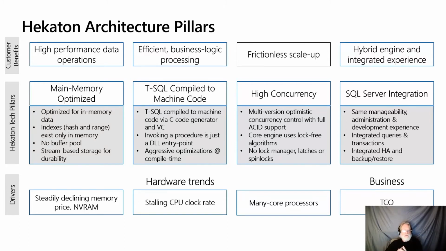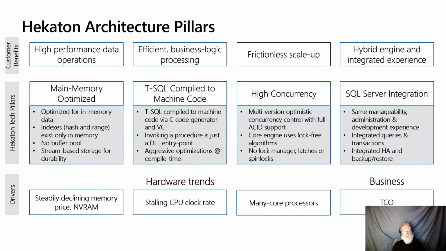So, the architectural pillars and the customer benefits and drivers in industry. High performance data operations is the customer benefit. The architectural pillar is that it's main memory optimized. So we optimize for in-memory data; indexes, hash and range, exist only in memory. The data uses stream-based storage for durability. So the durability is just a stream of data. It's not optimized for manipulation as the pages in a traditional file group are.